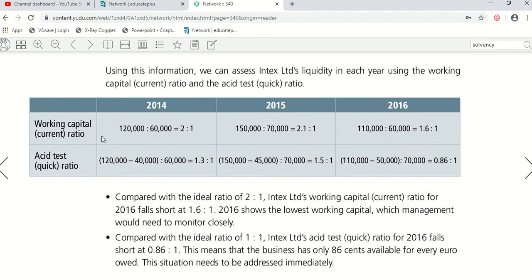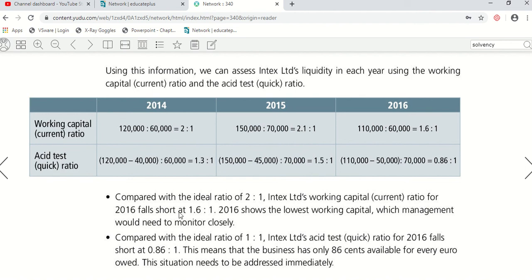The asset test ratio is the same as the working capital or current ratio. However, you're taking out the closing stock, in this case 40,000. So it's going to be lower, but remember the norm or the ideal is 1:1. It's still above the norm here, and in the next year it's still above the norm also, so that's good, and it's increasing. But, as with the current ratio, it has then decreased and is below the norm of 1:1. They only have 86 cents available for every €1 that they owe, and that's not good. So 2016 is a big issue.